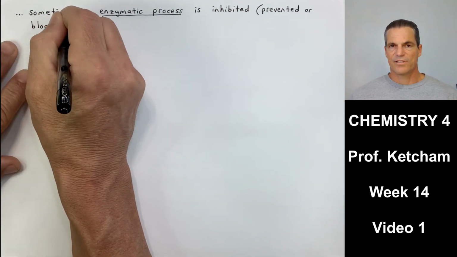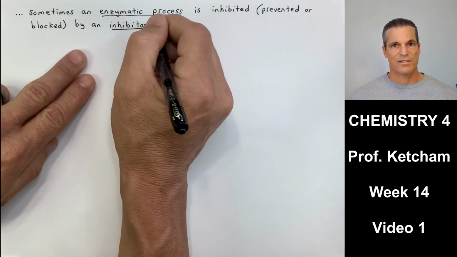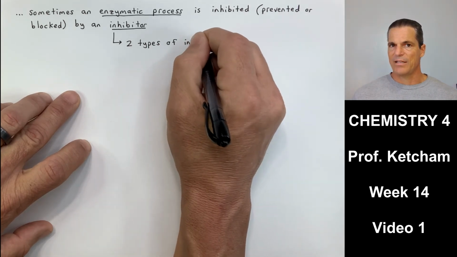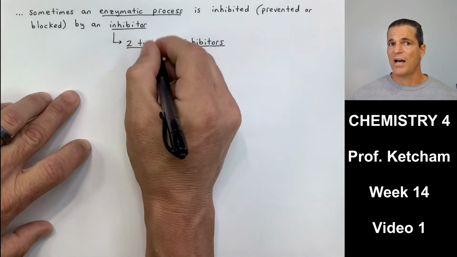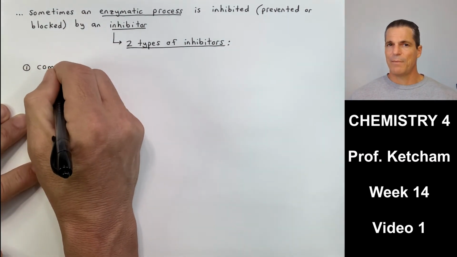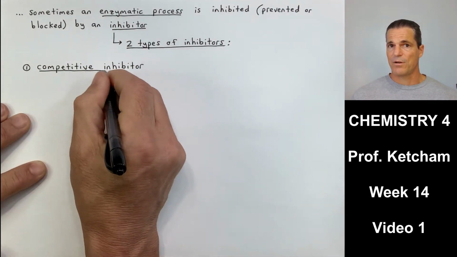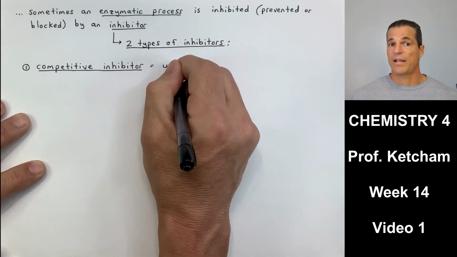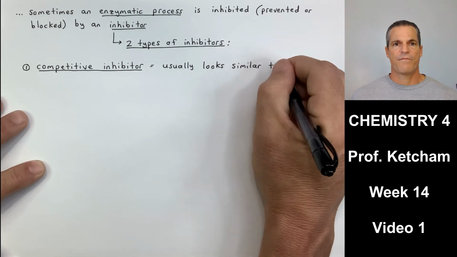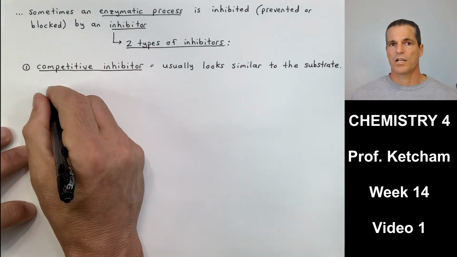Now, the active site and the substrate, you can inhibit the way in which these guys perform. So sometimes an enzymatic process is inhibited, in other words, prevented or blocked by what's obviously known as an inhibitor. And there are two types of inhibitors that we're going to discuss in this course. The first one is called a competitive inhibitor. That's going to be something that, quote, competes for the active site, right? And effectively shielding the substrate from binding. And another one is the non-competitive inhibitor, which we'll talk about second.